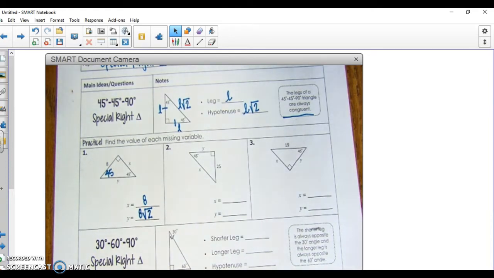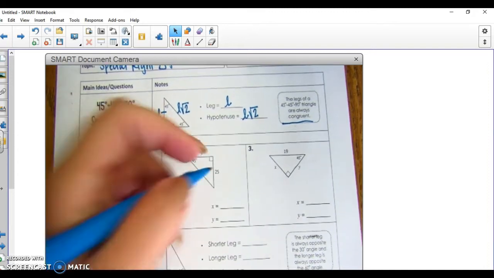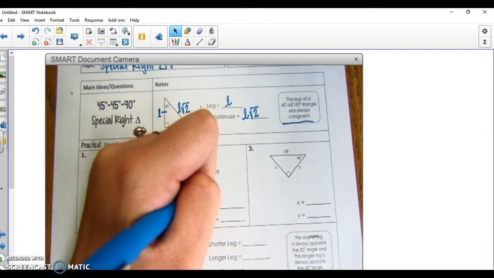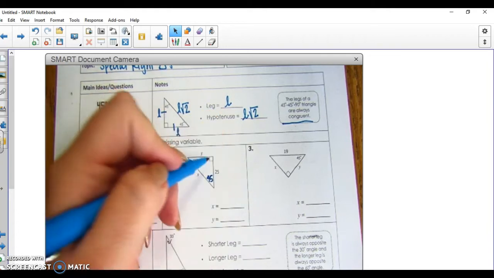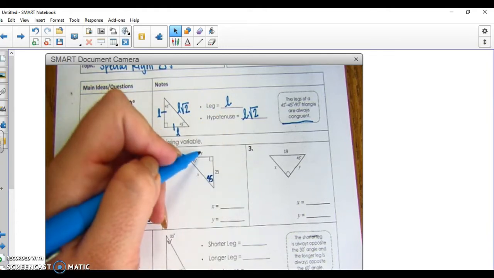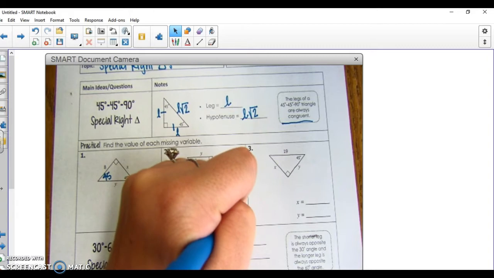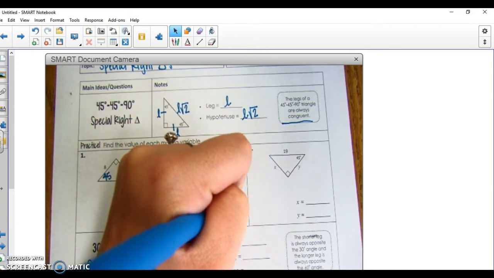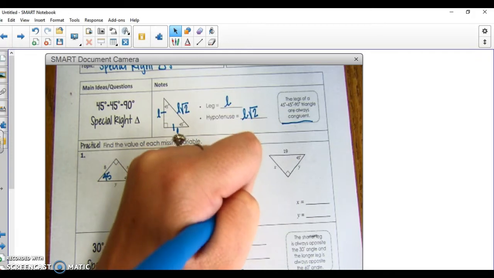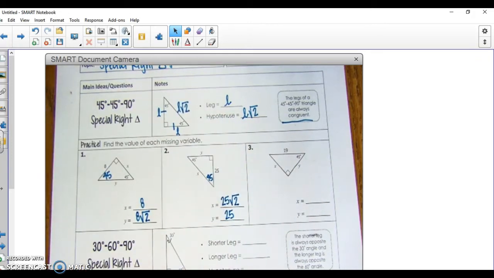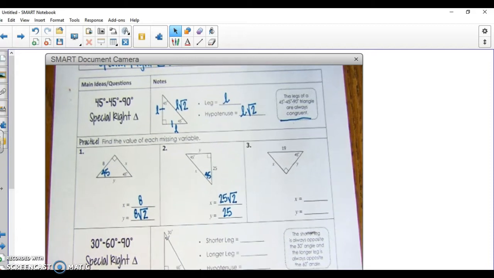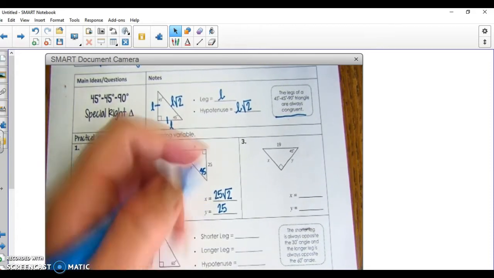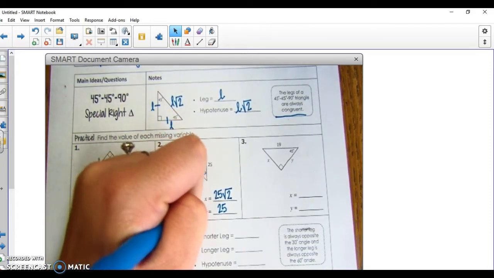Alright, so on number 2, it's the same thing. So we have 45 degrees here. We'll have 45 degrees here since we have 90 here. So y is going to be equal to 25, and x is going to be 25 times the square root of 2. So we can also write these in decimal form. So x we would have had 35.4.